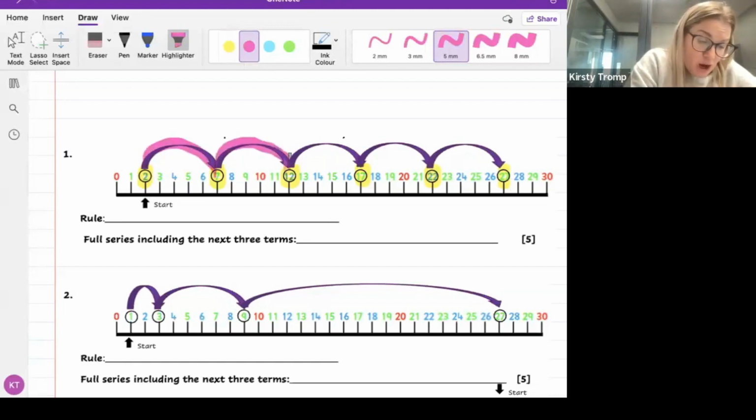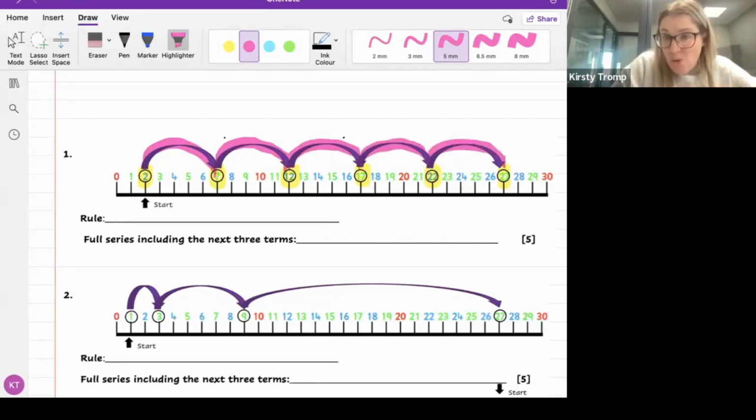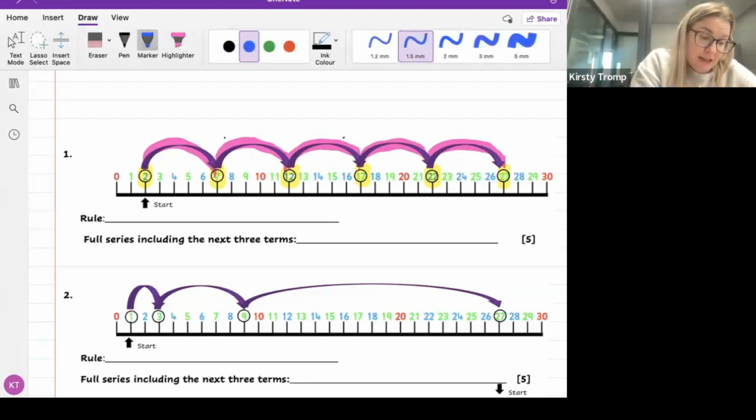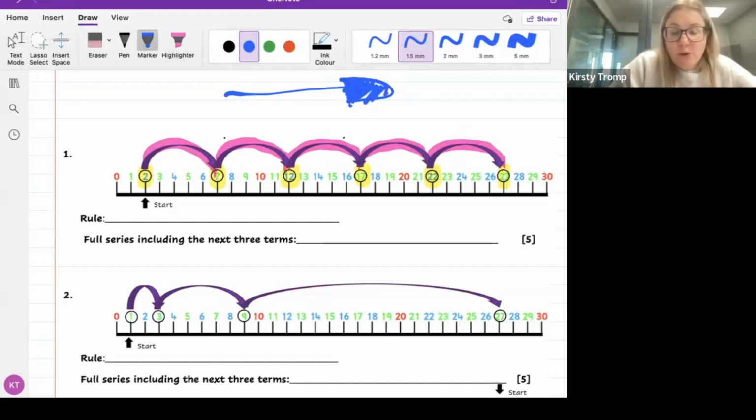If I look at the jumps that are being made on this number line, I can see that the jumps are pretty even. Another way that I can check what's happening in this number pattern is which way my arrow is moving on the number line. It's moving to the right on a number line. And we know from practicing integers the last week that when you move right on the number line, you are adding.